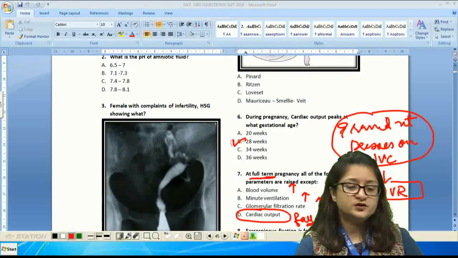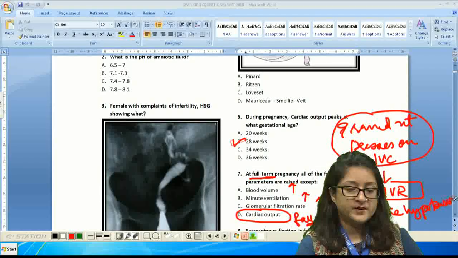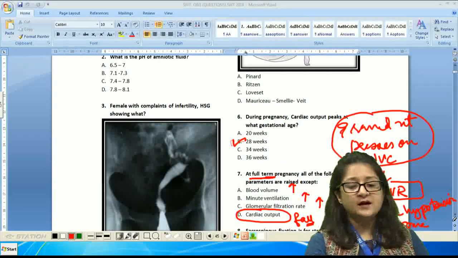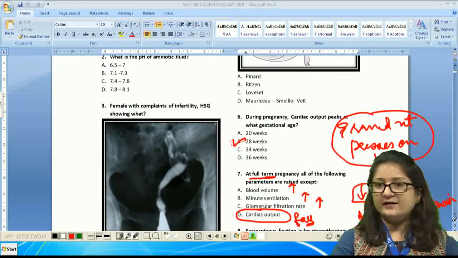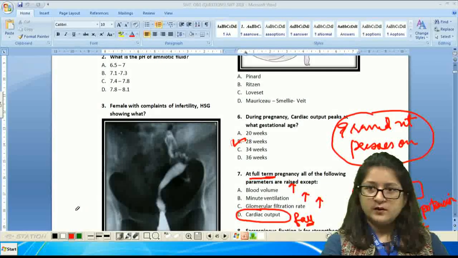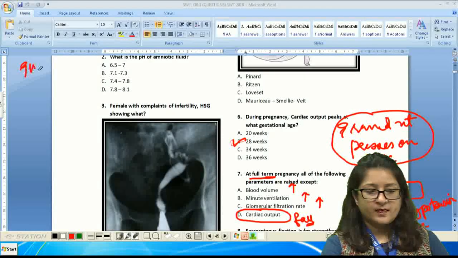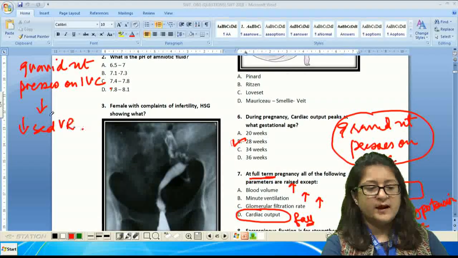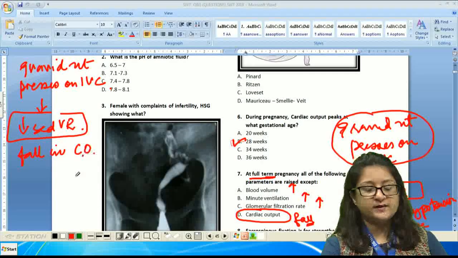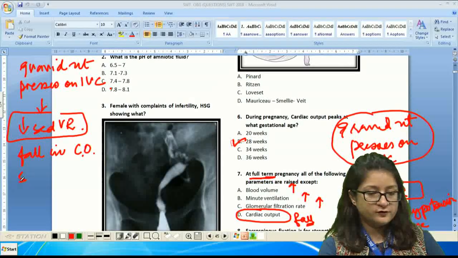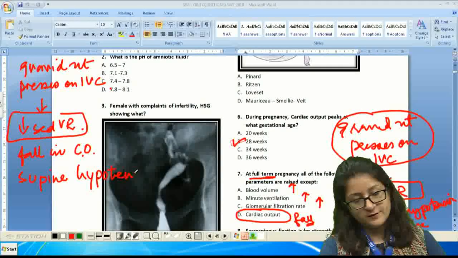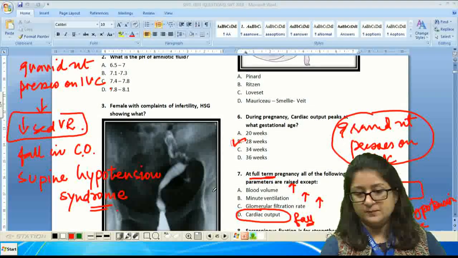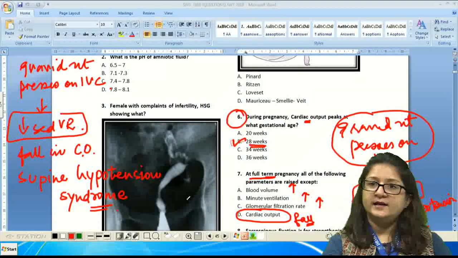This is also responsible for the supine hypotension syndrome, which is sometimes seen in pregnant women. So it is important to remember that although all parameters are increased in pregnancy, cardiac output slightly falls. The gravid uterus presses on the inferior vena cava, leading to decreased venous return, and that causes a slight fall in cardiac output in the later part of pregnancy, near term. This is also responsible for the supine hypotension syndrome. So though cardiac output increases in pregnancy, it slightly falls around term, and the maximum increase in cardiac output happens at around 28 weeks.